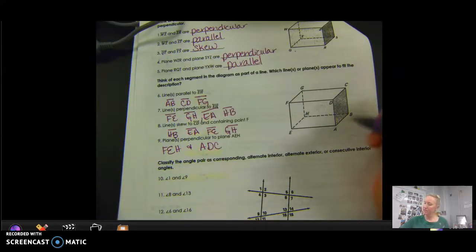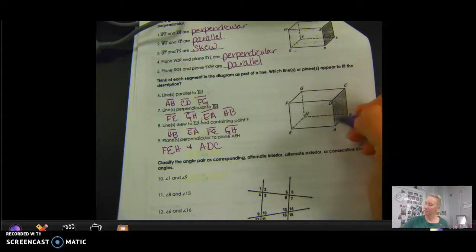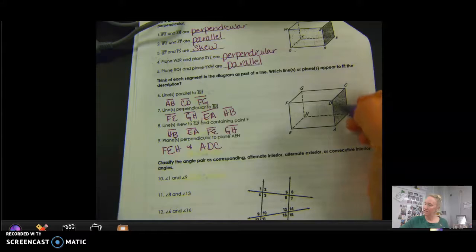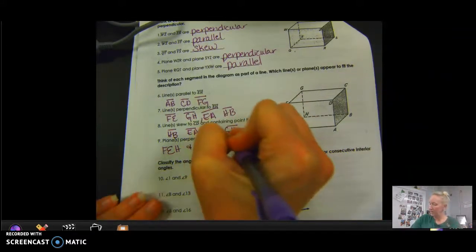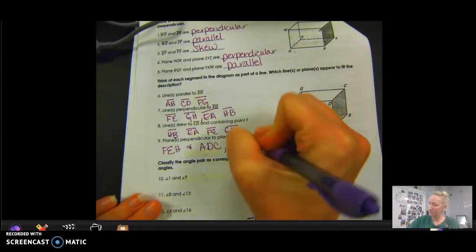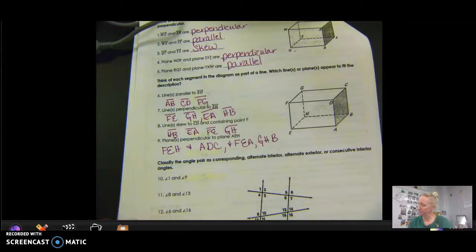Planes perpendicular to AEH, so the bottom, perpendicular to AEH. So that'd be FEH, this side, ADC, this side, but also the front and back. So FEA is, and in the back as GHB. So all 4 of those are.